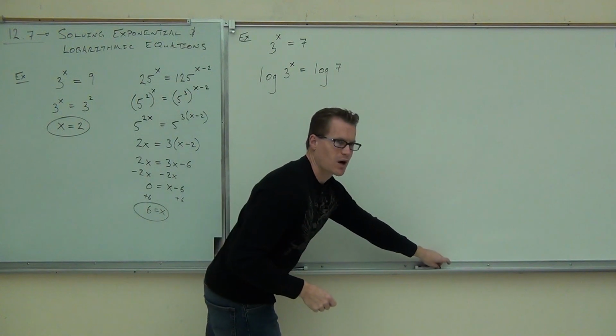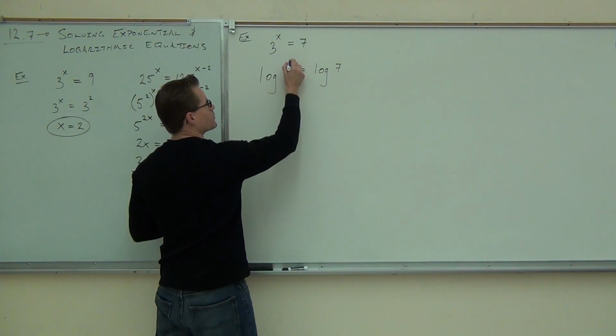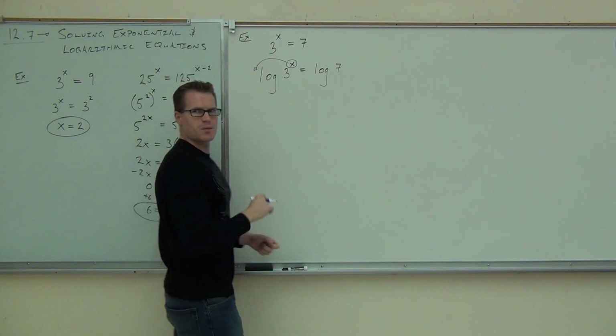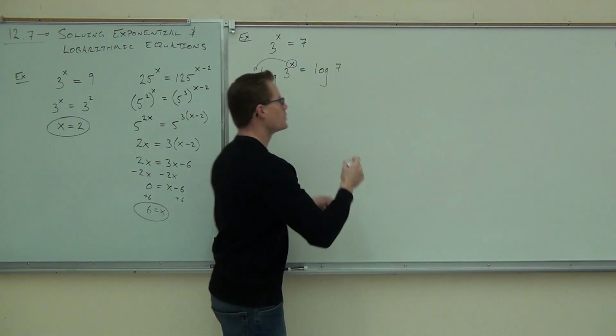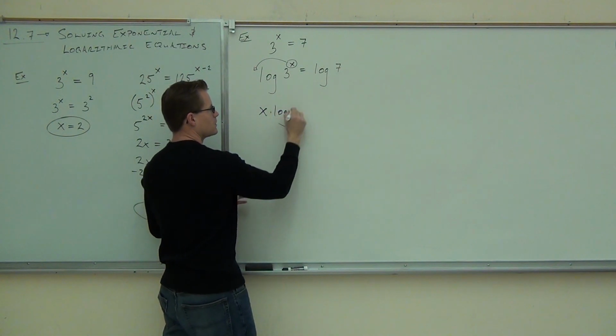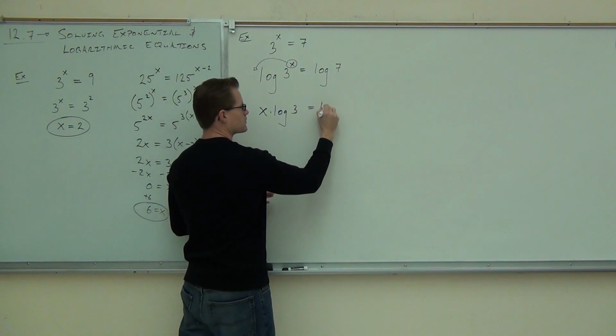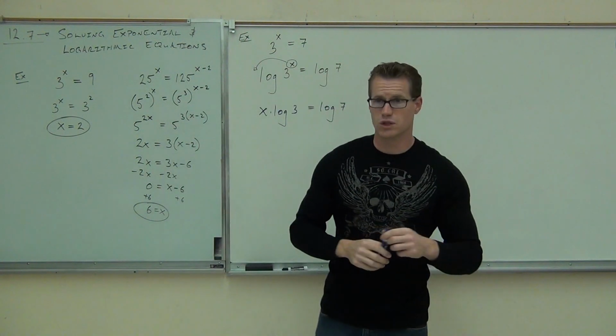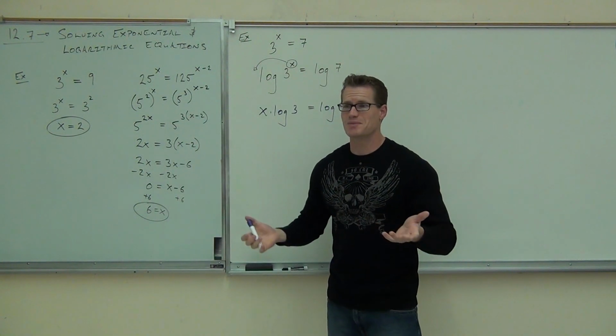If you remember anything about the power property, I said, whenever I have an exponent, which I have right here, I can move that to the front of my logarithm. Do you remember that property? So instead of having 3 to the x, I have x times log 3 equals log 7. You okay with that one? Now, why does it make it cool?